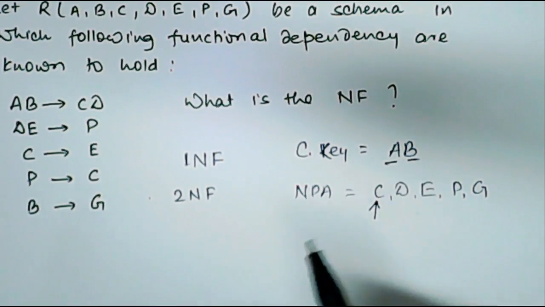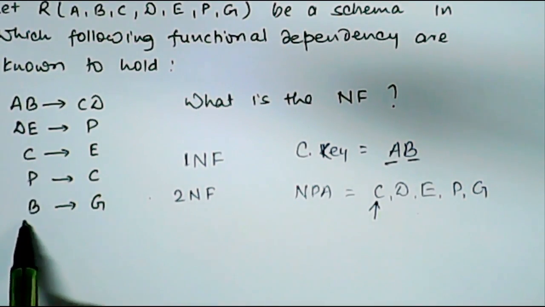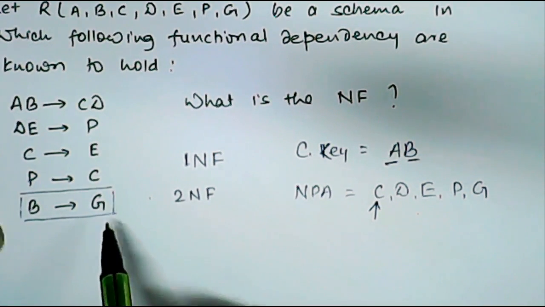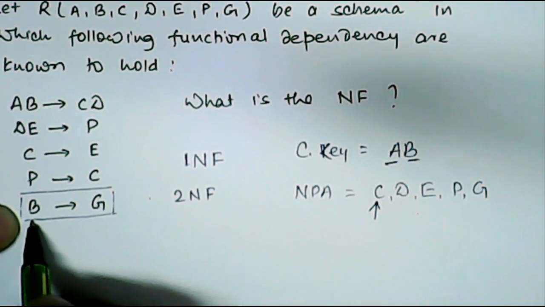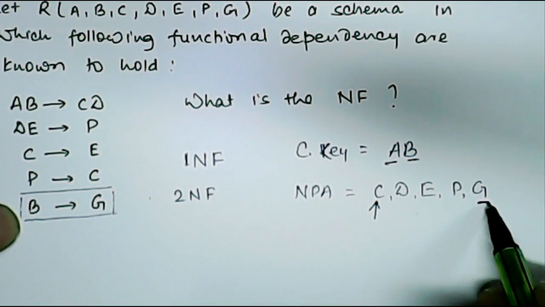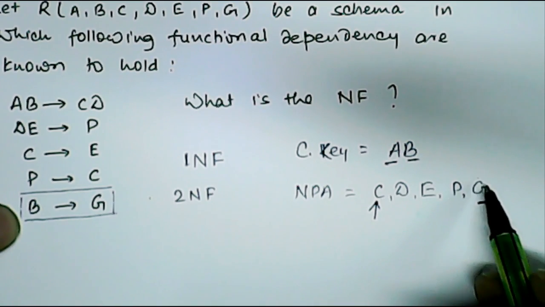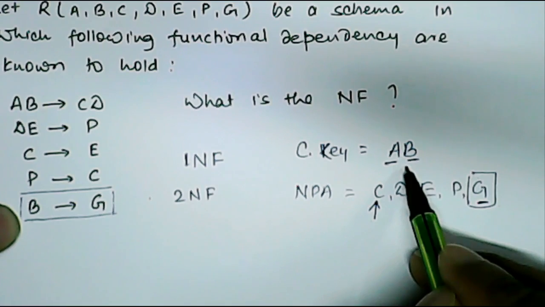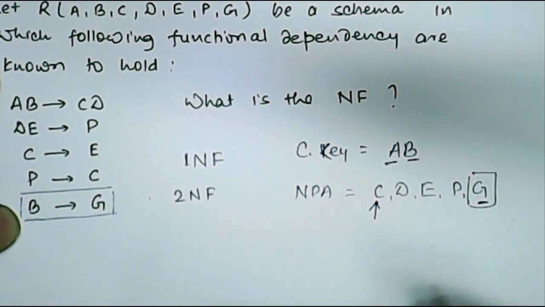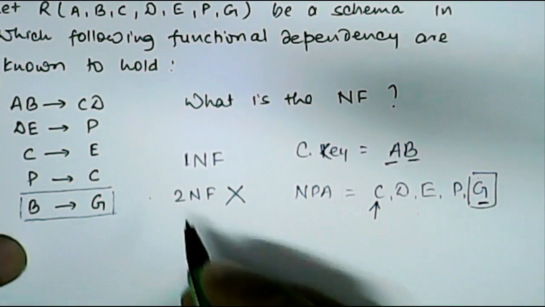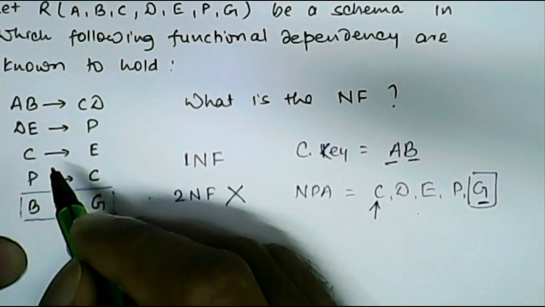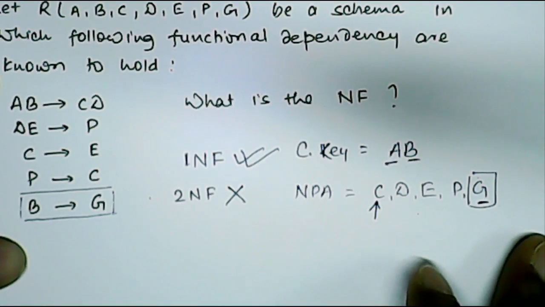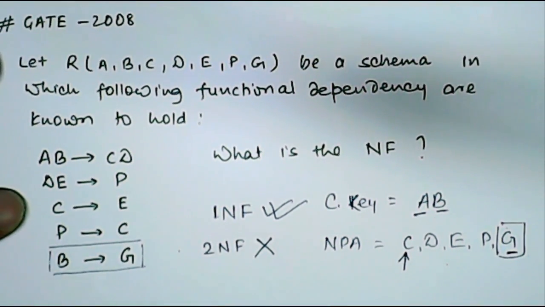So if you check, we can directly come to this point and say that here B is determining G. This B alone is determining G, where G is a non-prime attribute. It means this non-prime attribute G is partially functional dependent on the candidate key, so this is not in 2NF. So the highest normal form this relation satisfies is only 1NF. This was a question which was asked in GATE 2008.